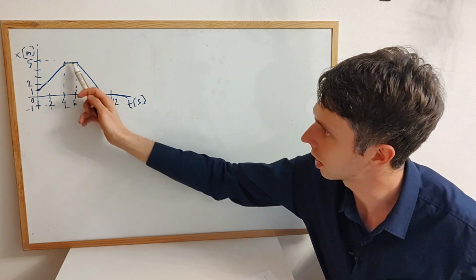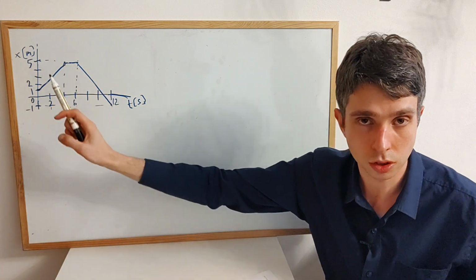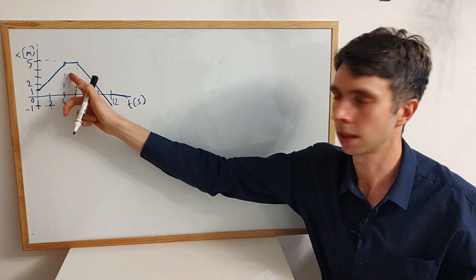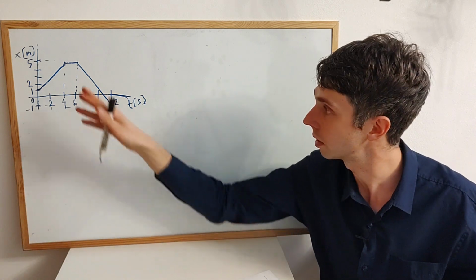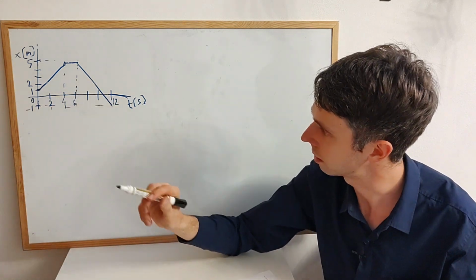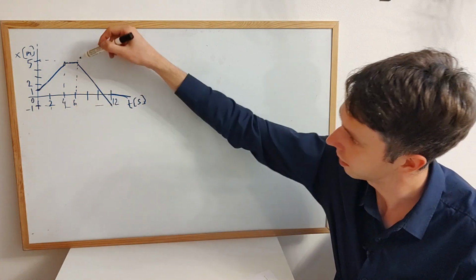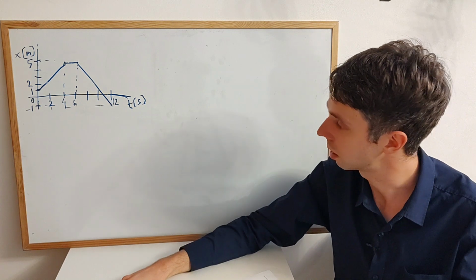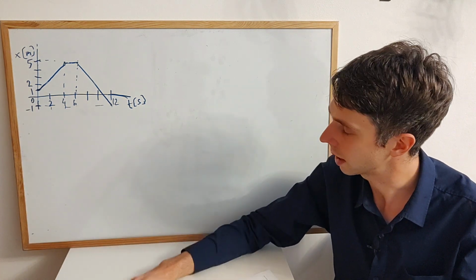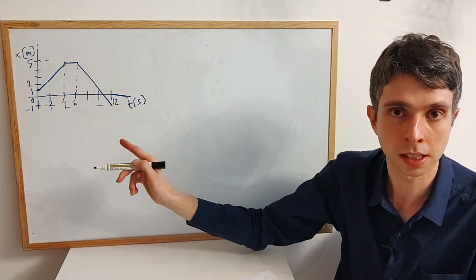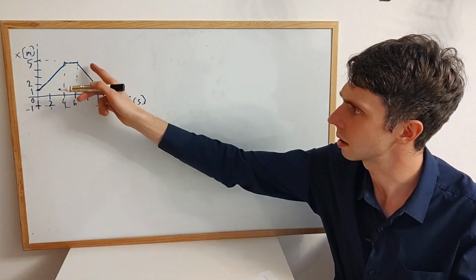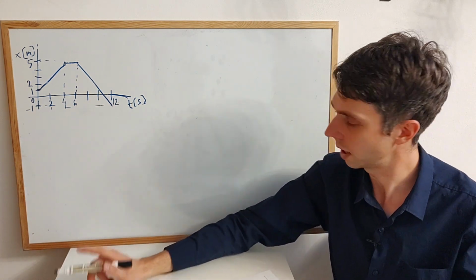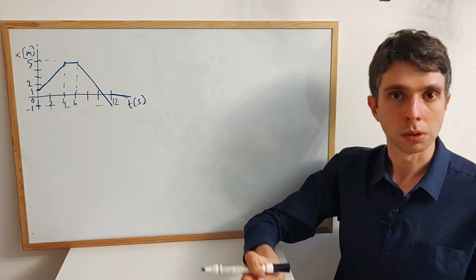Then from 4 to 6, look, the position doesn't change, it's still 5 meters. So it means that this object just doesn't move in this time interval. And then from 6 to 12, again it's a straight line, so again uniform motion, but the function is decreasing. What does it mean? It just means the object is going the opposite direction. How do I know this?